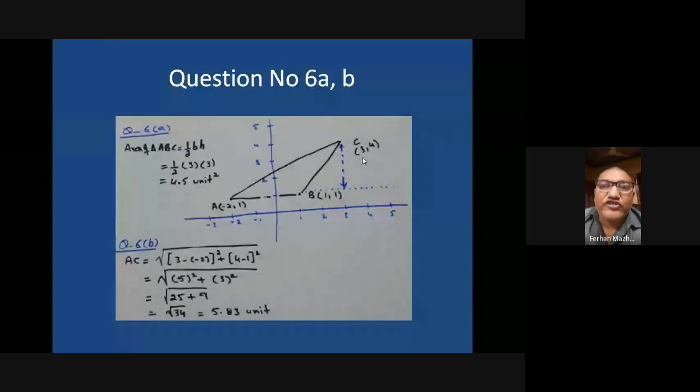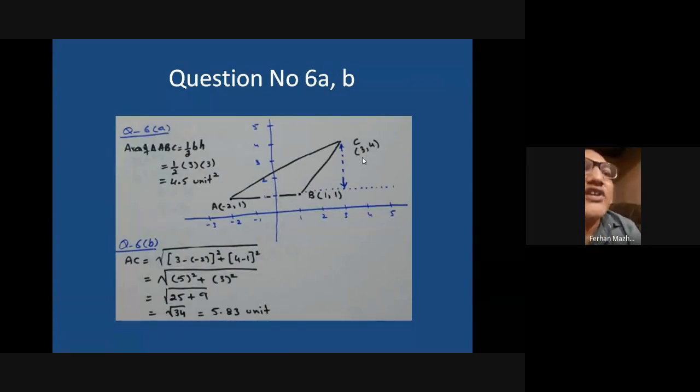(x2 minus x1) whole square plus (y2 minus y1) whole square. 3 minus 2 whole square plus 4 minus 1 whole square. So it will be 3 plus 2, which will be 5. 5 square will be 25. 4 minus 1 will be 3. 3 square will be 9. So 25 plus 9 will give you 34. So when you take the square root of 34, it will be 5.83. So the length of AC is 5.83. That was the second part of question number 6. He wants you to find out the AC length.